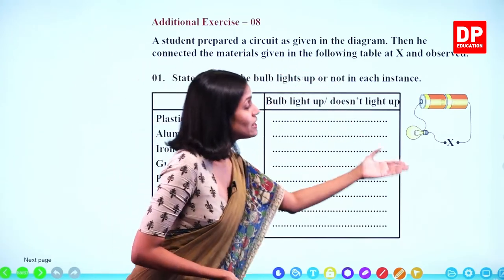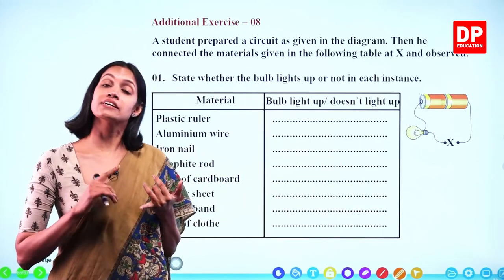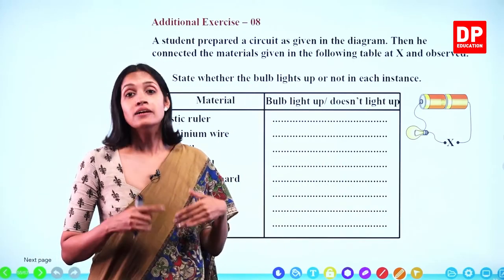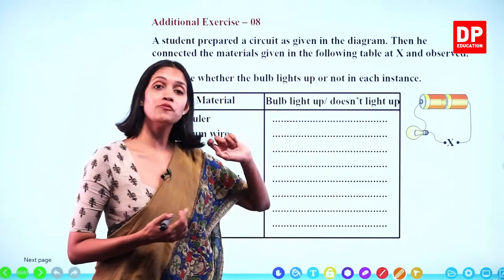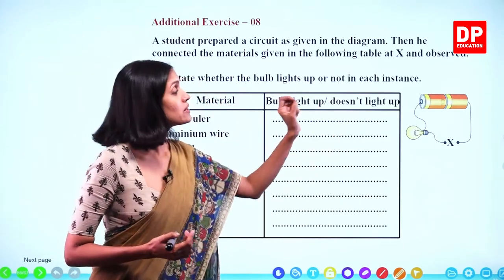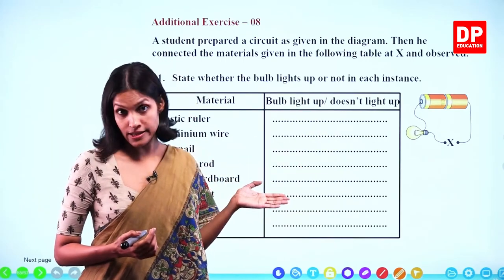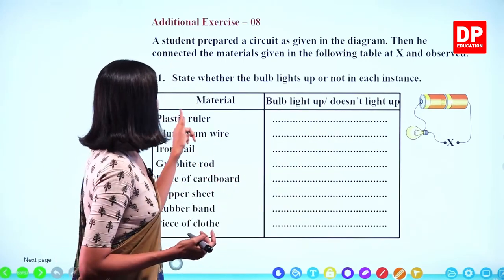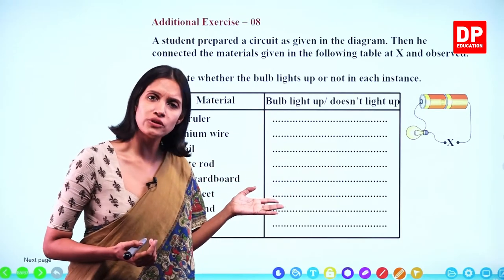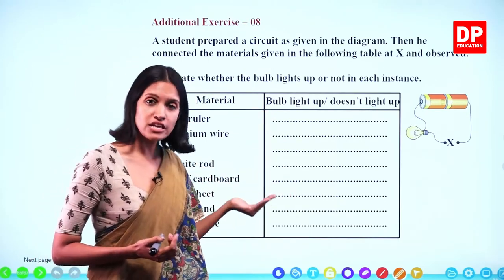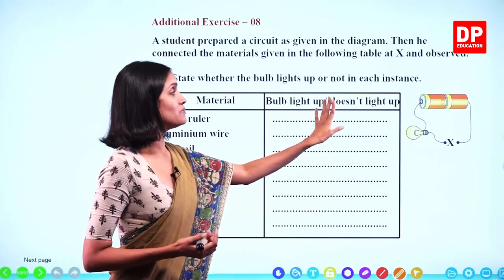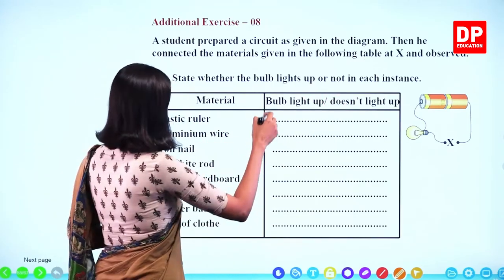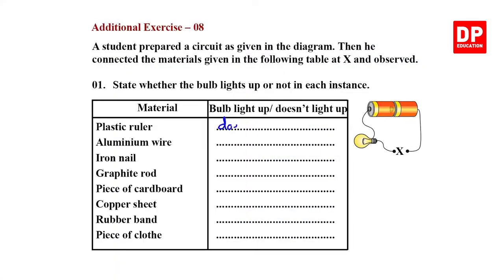Do you remember we did this activity to identify the conductors and insulators, right? So when we connect conductors to the gap, what happens? The bulb lights up. With insulators, the bulb does not light up, right? Plastic ruler, conductor or insulator, children? Plastic is an insulator, right? Therefore, with plastic, the bulb does not light up. Let's write: does not light up.